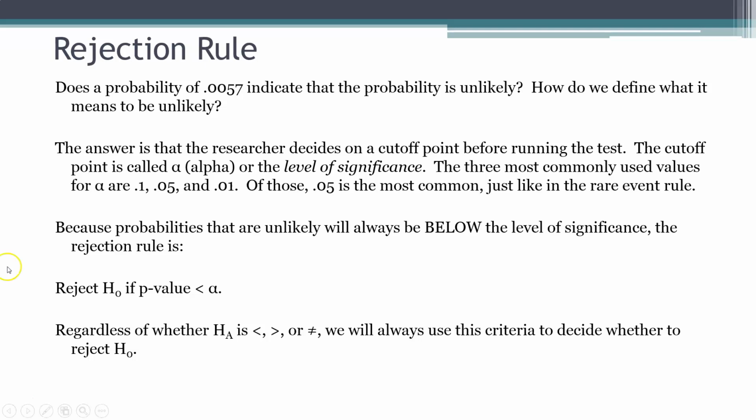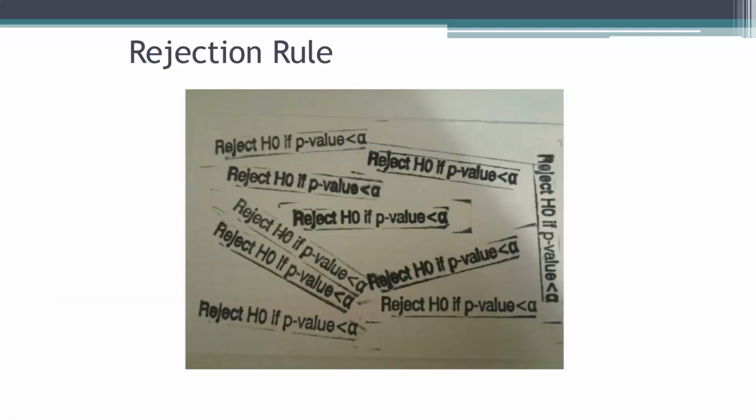For now, I want you to pause the video and repeat this to yourself over and over and over again, about 5 times. And I don't care if you're in a public place and people look at you funny. Reject H0 if p-value is less than alpha, the level of significance. Okay? So anytime the p-value is less than alpha, that's when you're going to reject H0. Otherwise, you're going to fail to reject H0.